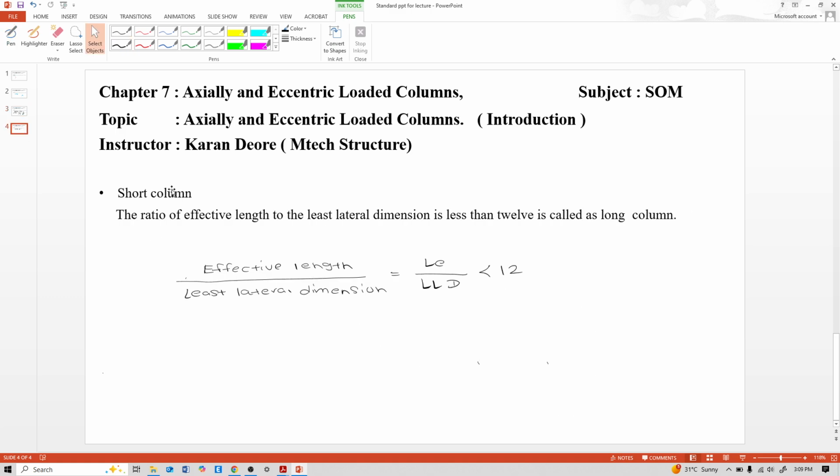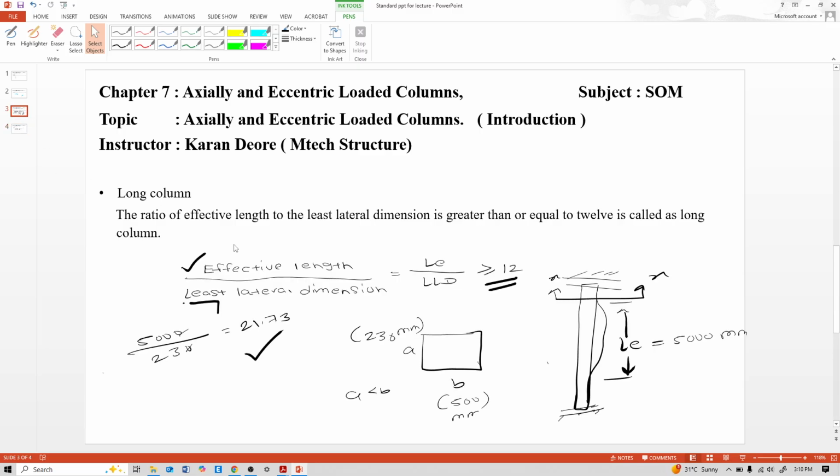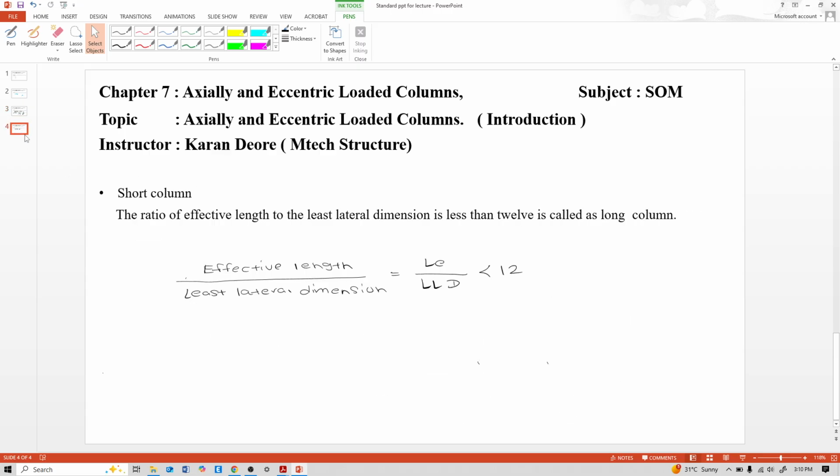Similarly, a short column is one where the effective length divided by the least lateral dimension is less than 12. Less than 12 means short column, and greater than 12 means long column. Remember, a value greater than 12 is the larger value, so the length of the column is also larger. That's why this is a long column. And when the ratio is less than 12, like 10, 9, 8, the value is smaller, and similarly the length is also smaller. That's why it is a short column.